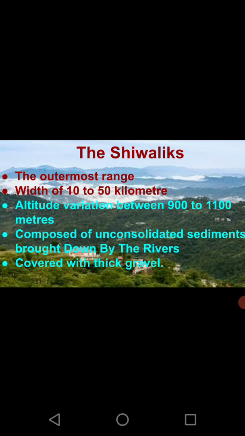The last range, the outermost range, is the Shivaliks. Height-wise, this range is lesser than Himadri and Himachal. This is made up generally of sediment, that is the soil which is brought by the rivers.